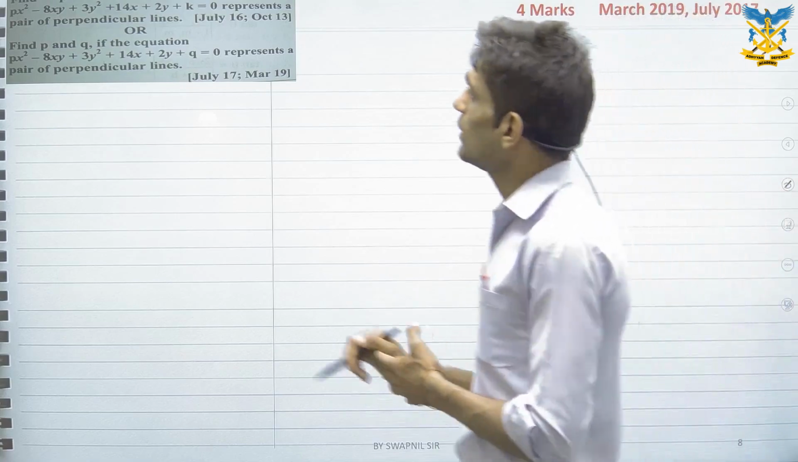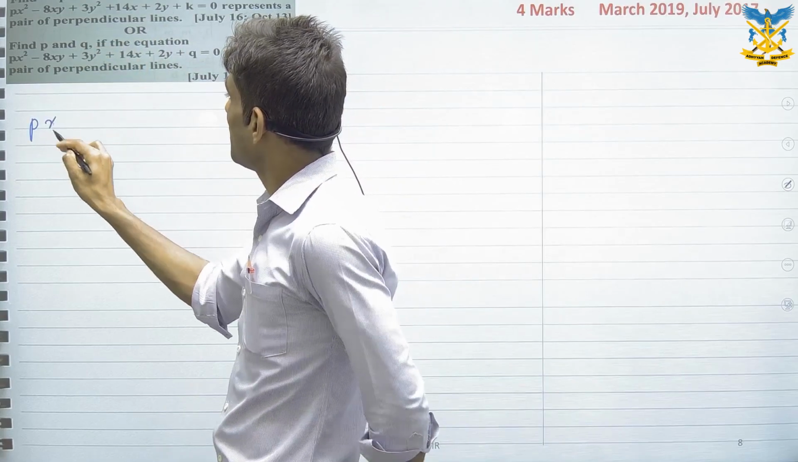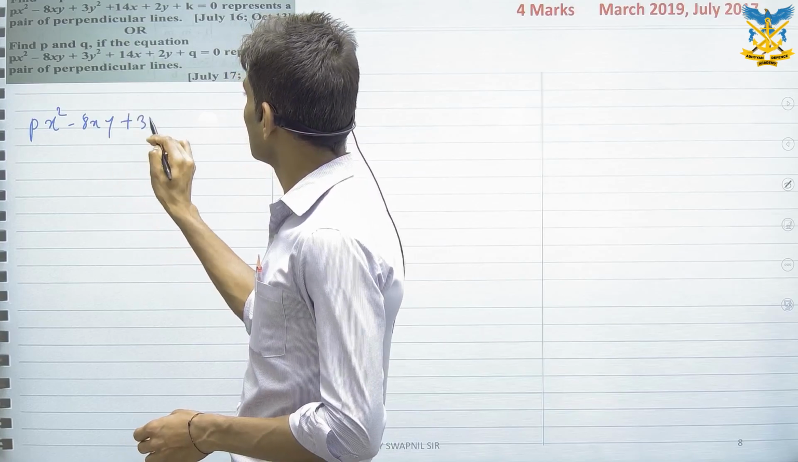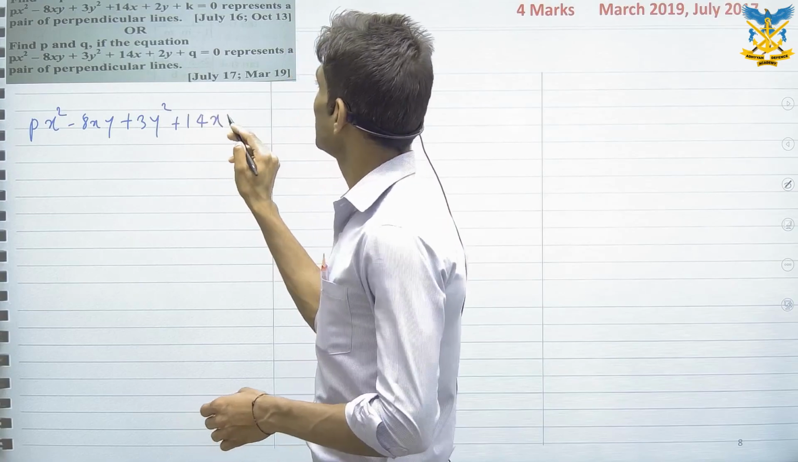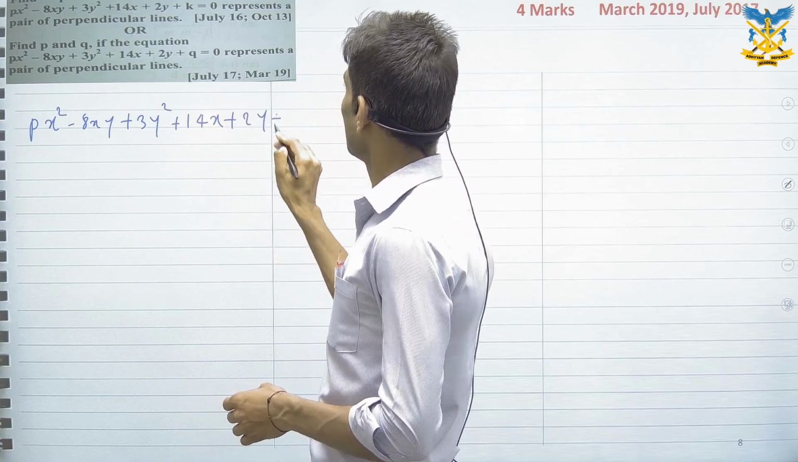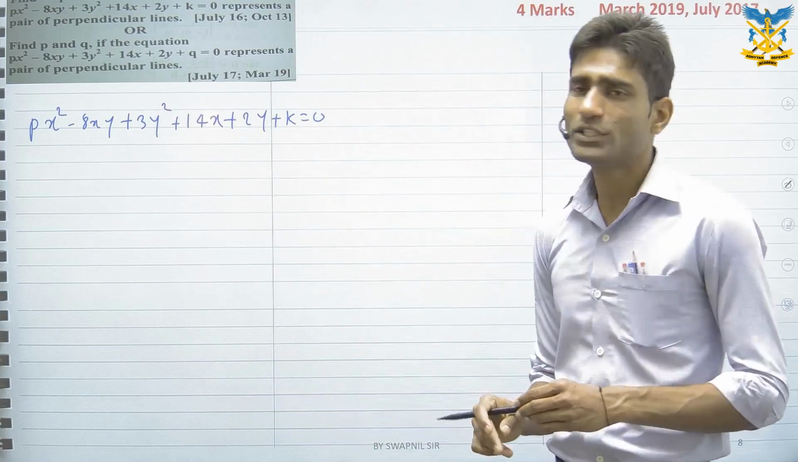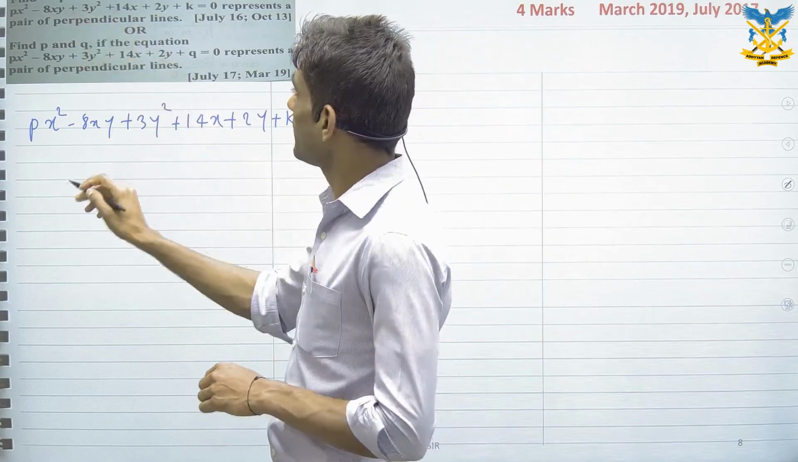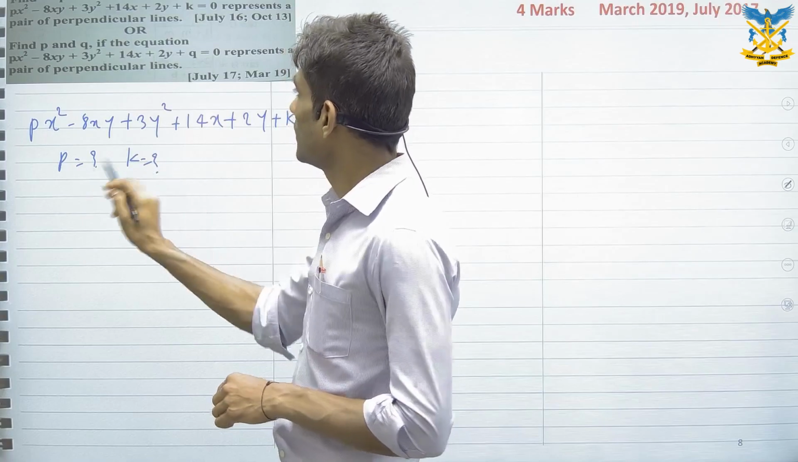So we have the standard equation px square minus 8xy plus 3y square, 14x plus 2y plus k, which is equal to 0. This one is our given general equation. And we have to find the value of p and k: p is equal to what, and k is equal to what. We want these two values.